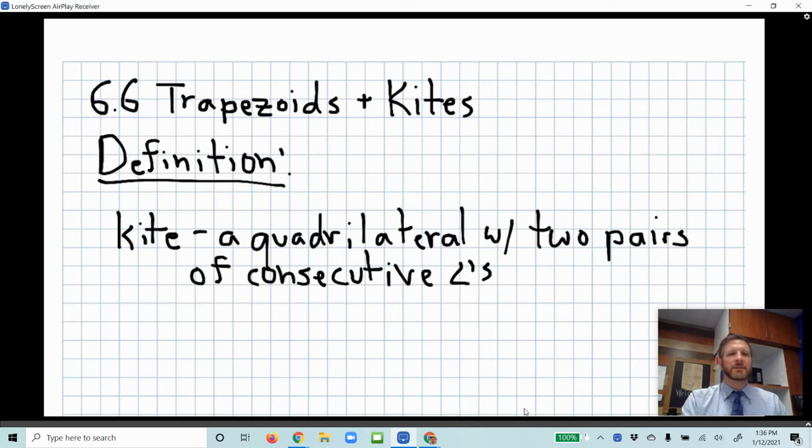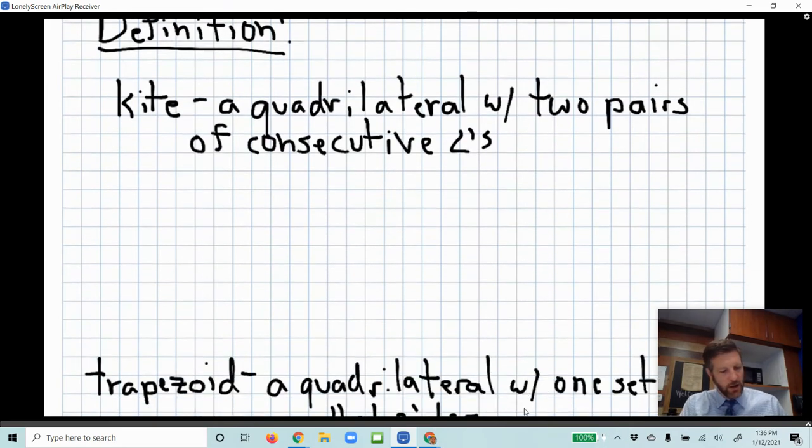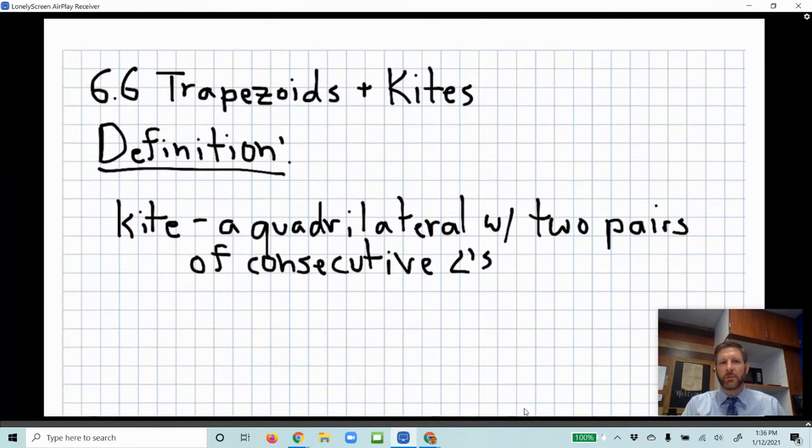Welcome to lesson 6.6, our last lesson from chapter 6 on trapezoids and kites. Finally we meet the other two family members of the quadrilateral family, who are a little different from the parallelogram side of the family that we focused on so far. We have two definitions, these two new shapes, along with one theorem. So let's jump right in.